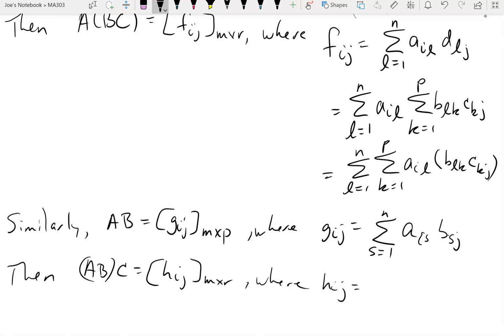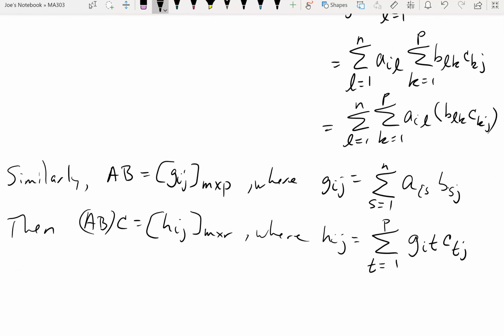Same idea, right? So I need a summation. I'll use a T for my index this time. Where does that sum stop? I think it goes up to P, right? Because the P is the match in between those two. Right? Okay. And then it's, what goes first? G sub I T, right? Because it's that one. And then what goes second? C sub TJ. I promise that's the last new letter we'll have to do. Okay? It's the last one.